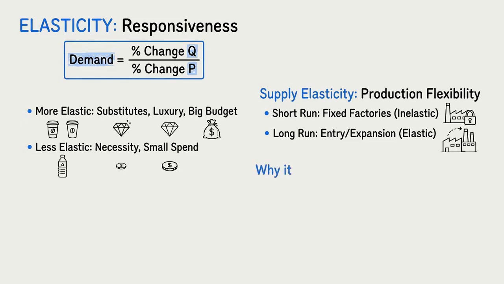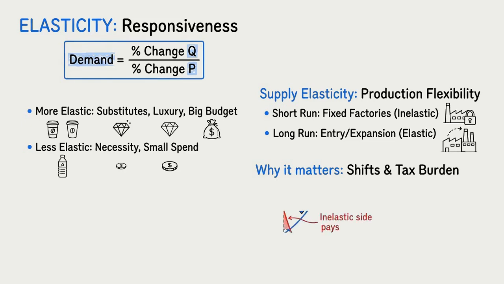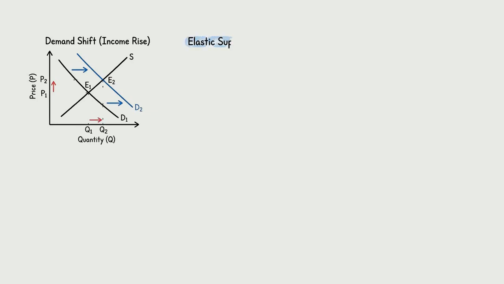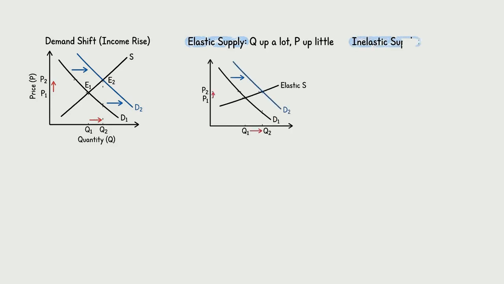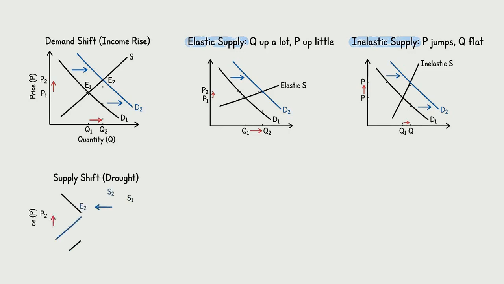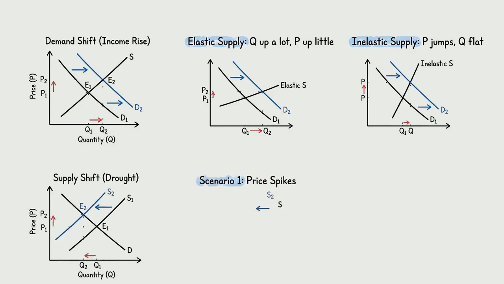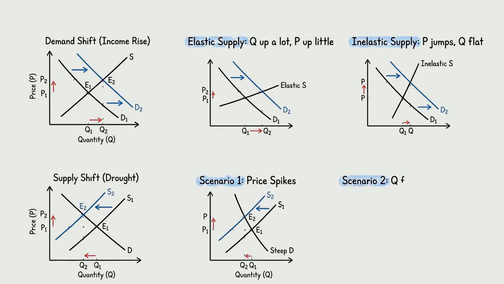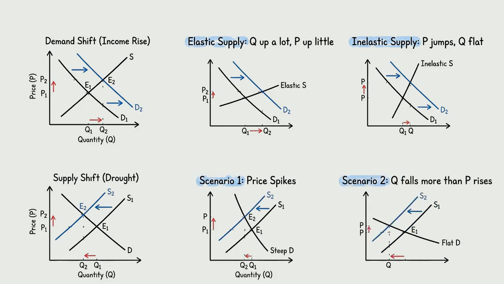Elasticity matters because it tells you how much price and quantity will change when demand or supply shifts. It also tells you who bears the burden of a tax. The more inelastic side of the market bears more of the tax. Now, what happens when things change? Say income rises and demand shifts right. If supply is elastic, quantity increases a lot and price rises a little. If supply is inelastic, price jumps a lot and quantity barely moves. Or say there's a drought and supply shifts left. If demand is inelastic, price spikes. If demand is elastic, quantity falls more than price rises.